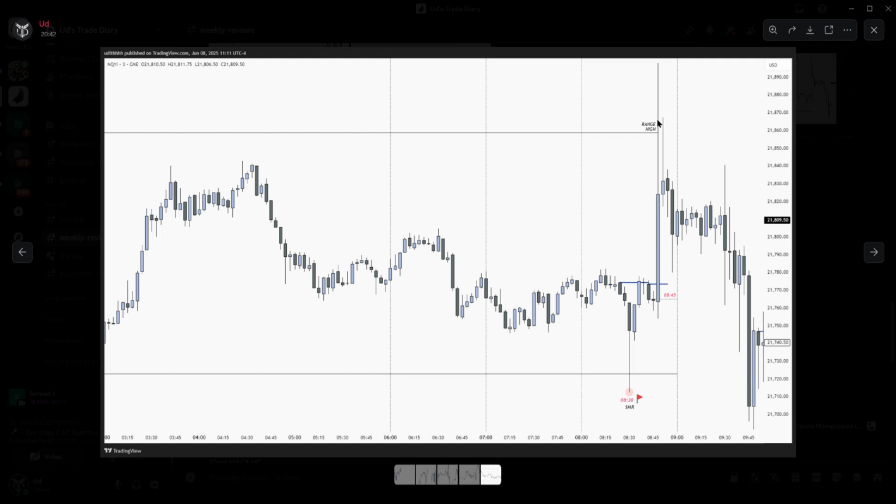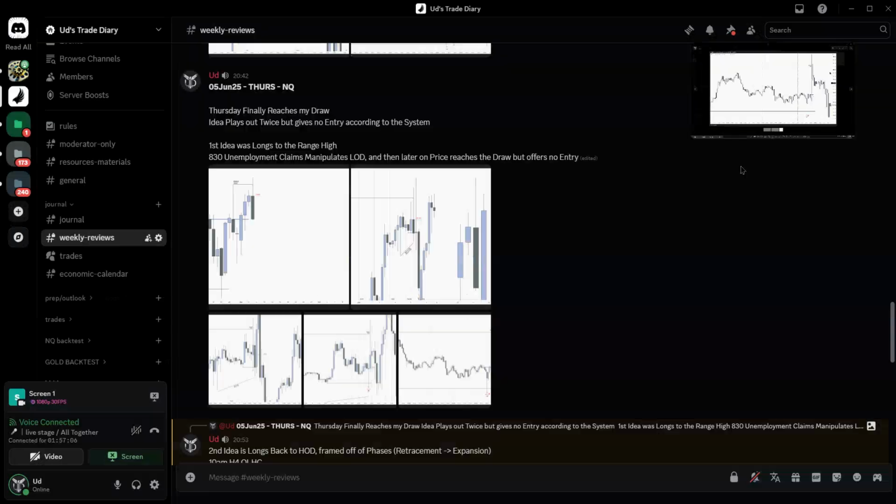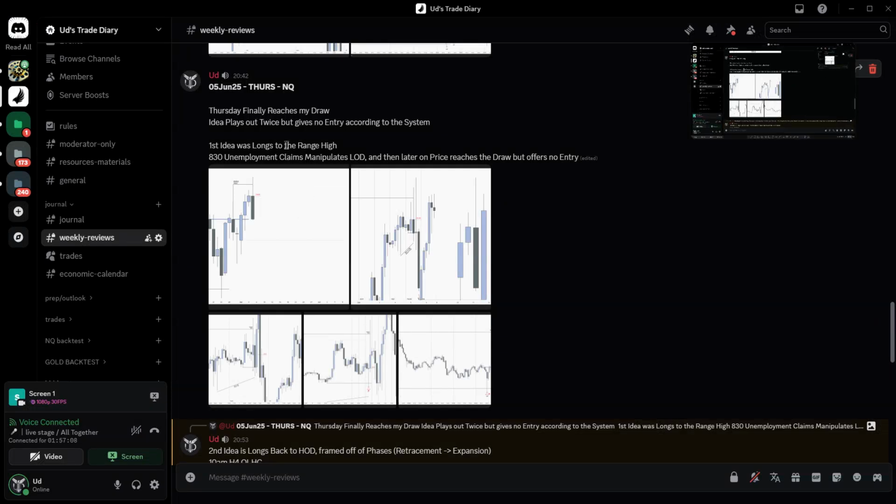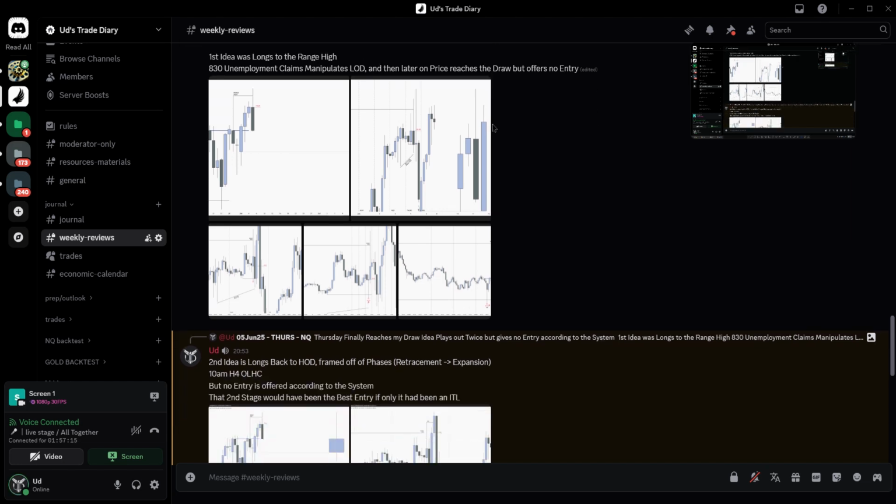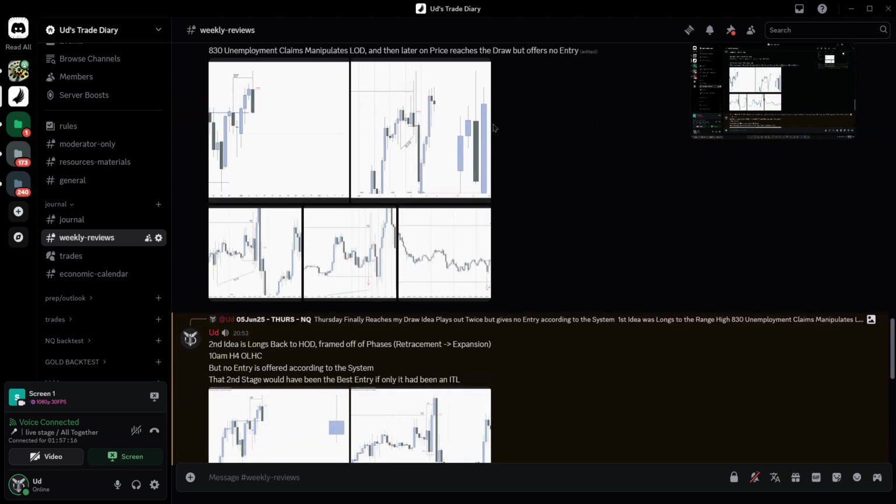So for me it just boomed without giving anything. So again, good day, bias was right, everything was right, profiling, approach, everything was right, but no entry offered at all. So that is also good, that is not a bad thing.